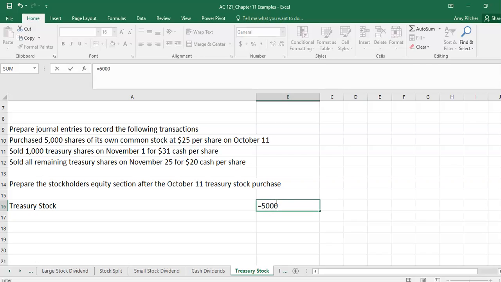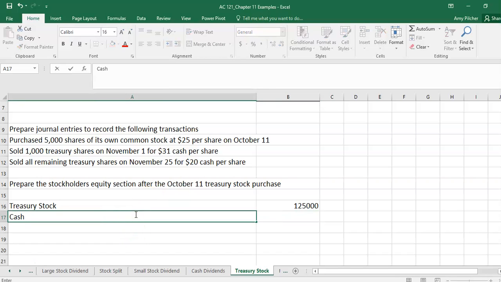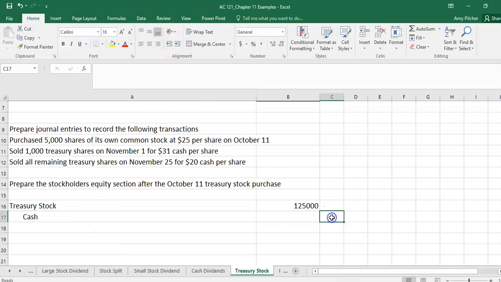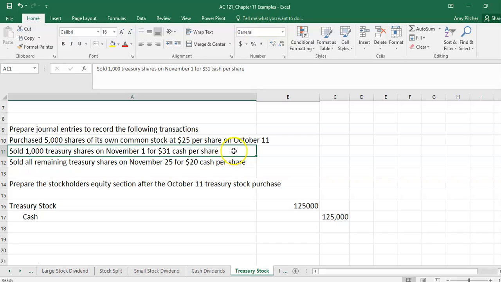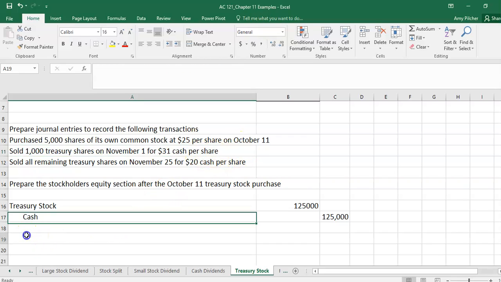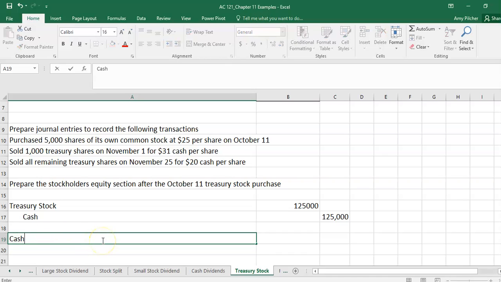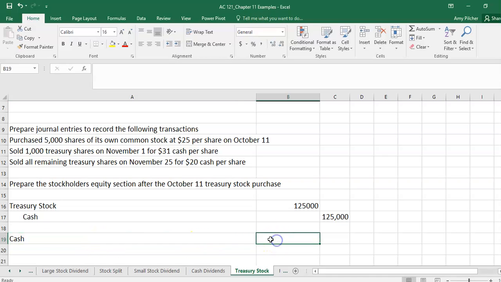5,000 shares times $25 a share, and we pay cash of $125,000. Then on November 1st, we sell 1,000 of those shares for $31 cash per share. So we receive cash of $31 times 1,000 shares.